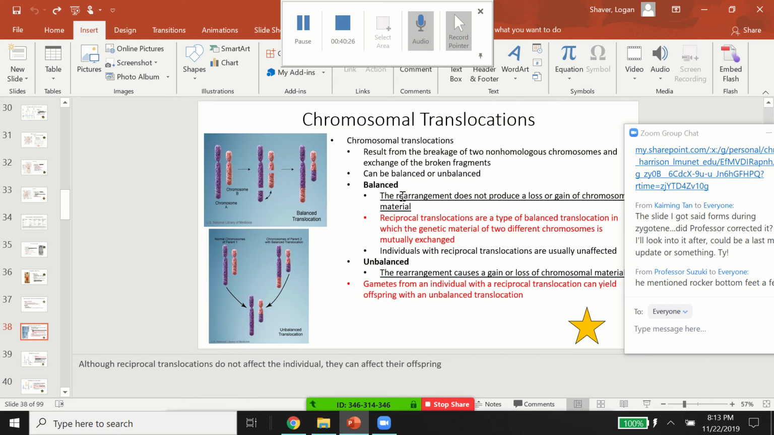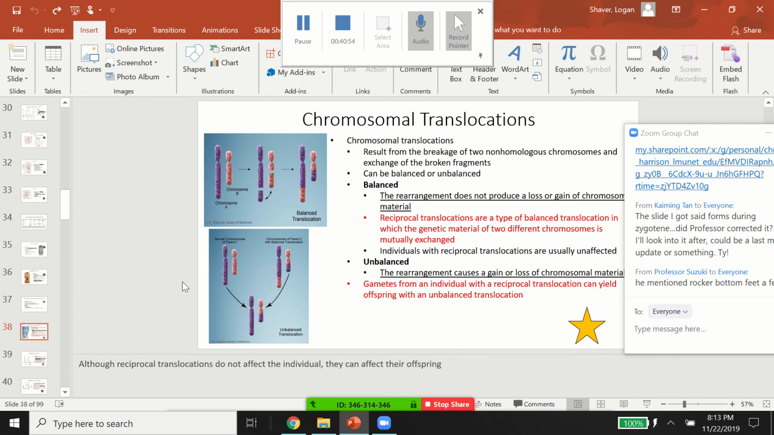With balanced translocations, you don't have a gain or a loss of chromosome material. So that's more like this top example. They're roughly the same size. You don't lose any material because you're exchanging this material and putting it onto the other chromosome, and you're exchanging this material, putting it on the other chromosome. So you're not losing any material. You're just exchanging it, right?